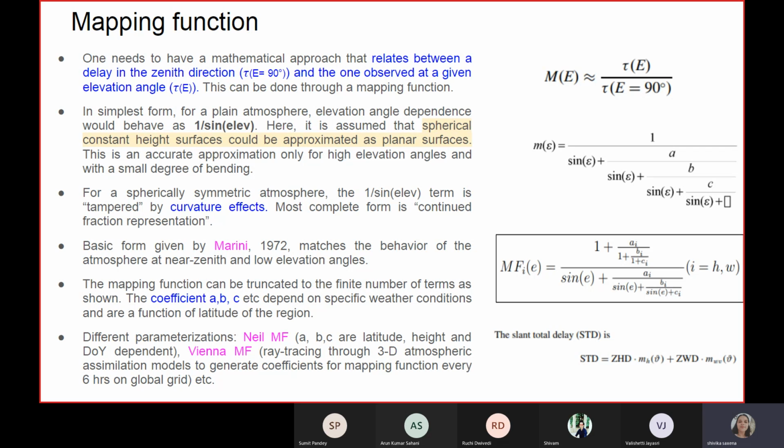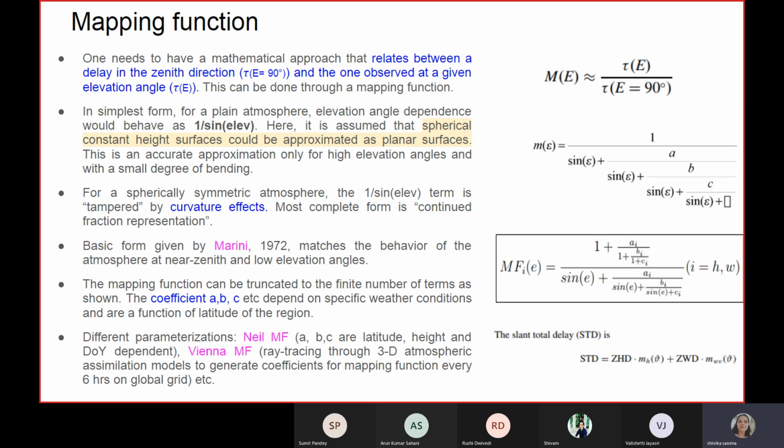Okay. So the last equation you can see, the slant total delay, can be written as mapping function times ZHD plus mapping function times ZWD. Total is given by dry plus wet, and slant is given by multiplying the mapping function to the zenith one. I hope you understand. There are two types of mapping function also, because there are two types of delay, dry and wet. I hope you understand the last equation.